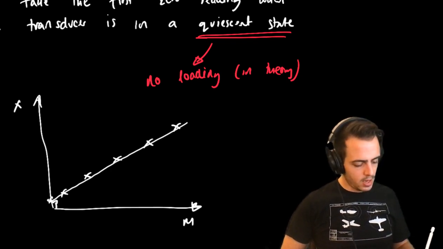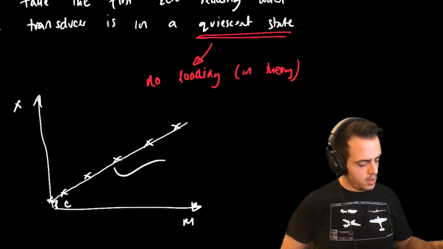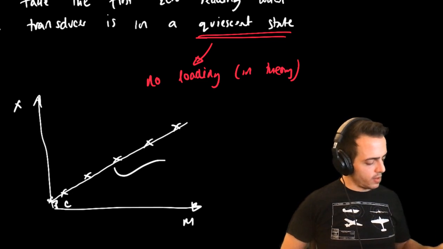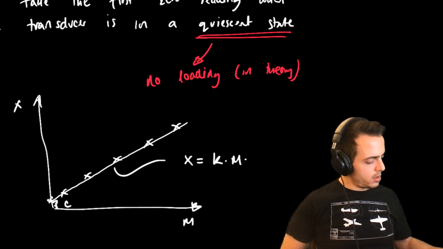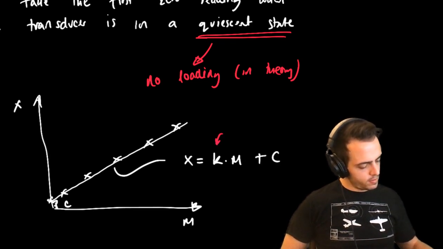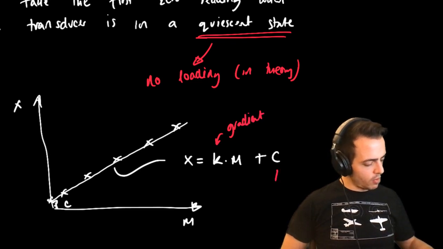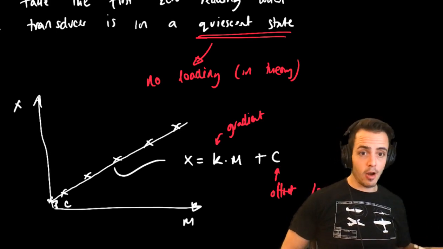Okay, so this would be, let's call this C. I've annoyingly called this M here because M is normally the gradient, but we'll just say here that our X displacement is equal to K multiplied by M plus C. So we've got the gradient, and we've got the offset. And this will be effectively, it should be our 0 at the very beginning.